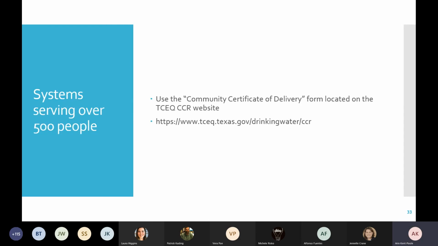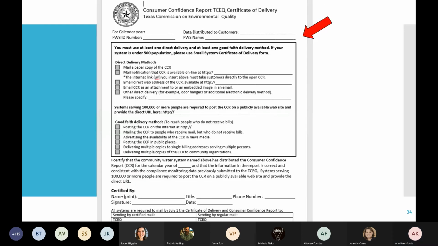If your water system serves over 500, then you will use a community certificate of delivery, also available on the TCEQ CCR website. Again, fill out the top portion of the document similar to the small system form. Under direct delivery method, check all that apply, but at least one of the listed options. Be sure to note that if a web link is selected, it must be a direct link. It takes customers to an open CCR. If your system serves 100,000 people or more, you are required to post the CCR to a publicly available website. Fill out the website information in the space indicated by the red arrow. Next, select at least one good faith delivery method. Again, add the CCR calendar year and contact information for the person certifying the document.